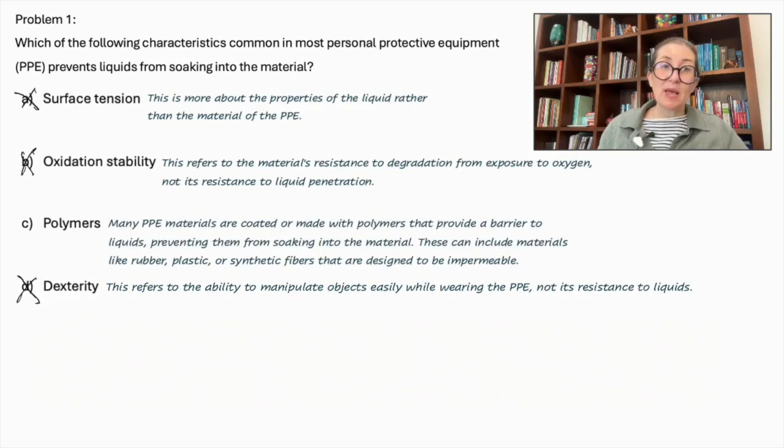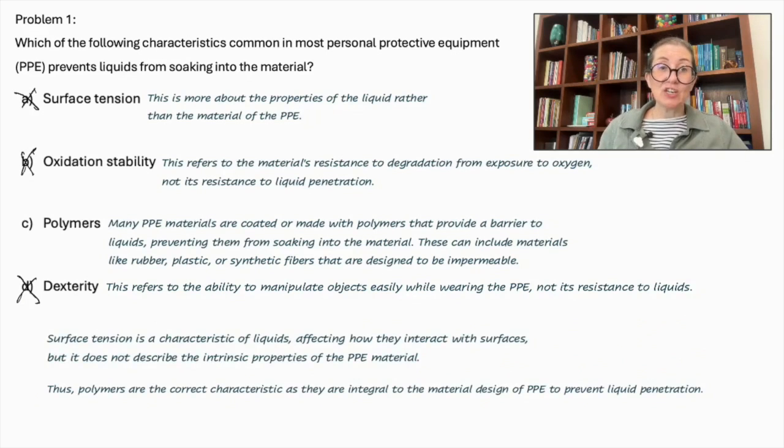Now we have polymers. Many PPE materials are coated or made with polymers that provide a barrier to liquids, preventing them from soaking into the material. These can include materials like rubber, plastic, or synthetic fibers that are designed to be impermeable. Surface tension is a characteristic of liquids affecting how they interact with surfaces, but it does not describe the intrinsic properties of the PPE material. Thus, polymers are the correct characteristic as they are integral to the material design of PPE to prevent liquid penetration.